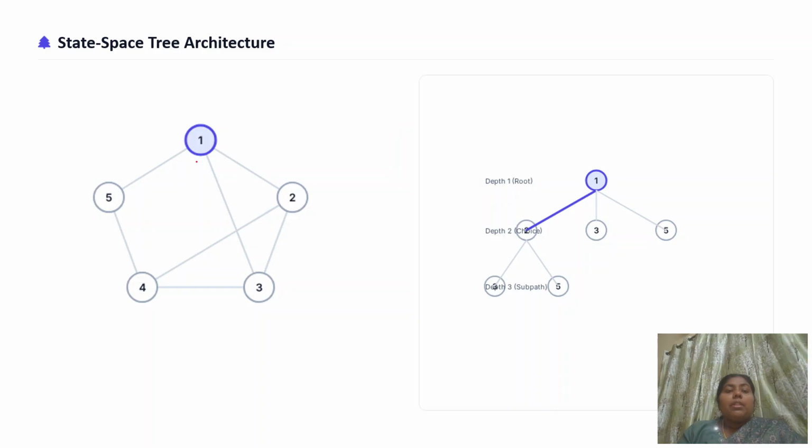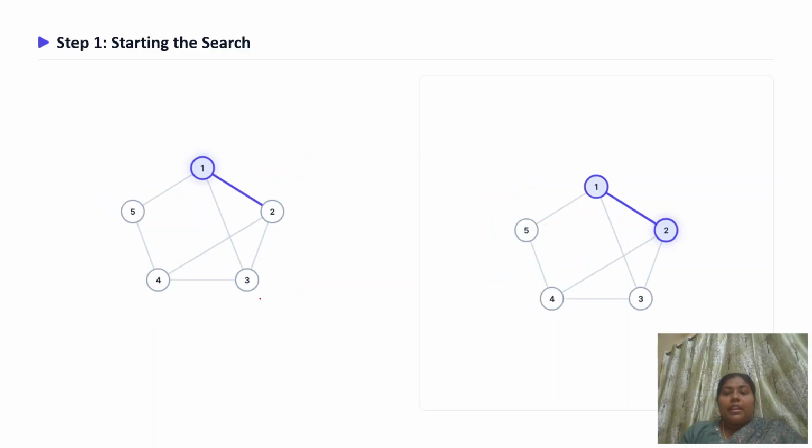See here, the neighbors of the first vertex are 2, 3, and 5. These are the adjacent nodes: 2, 3, and 5. I am going to select 2. What are the neighbors of 2? 4 as well as 3, because 1 is already visited. So I am taking 4 as well as 3, and I am showing this one.